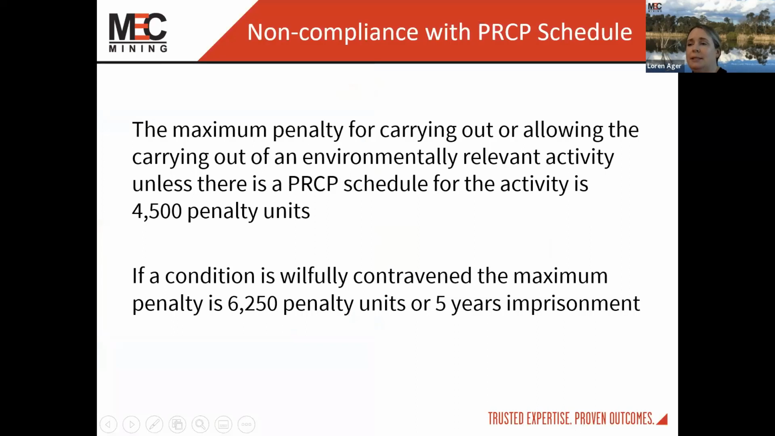So the maximum penalty for non-compliance with this schedule, for environmental activities, unless there is a PRCP schedule for that activity, is 4,500 penalty units, which approximately works out to be about $620,000. And if a condition is willfully contravened, the maximum penalty is 6,250 units, or 5 years in prison. That works out to be about $860,000.